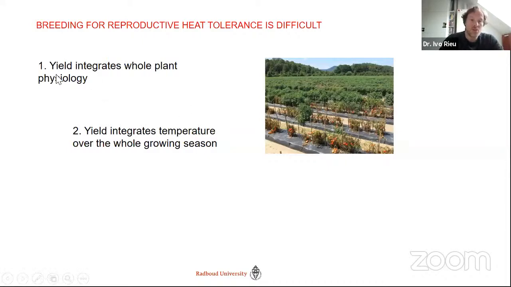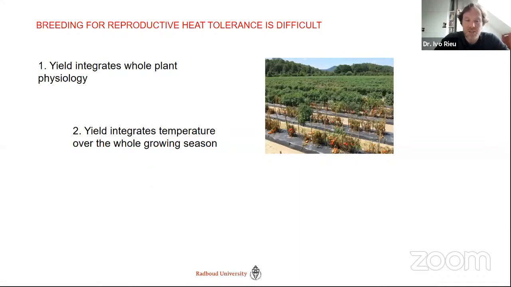And we all know that yield is a difficult trait because it integrates the whole plant physiology. There might be other stresses in your plants or other conditions that affect your yield at the end. You can even have diseases, something like this. And that's all integrated into this yield. So dissecting out the reproductive heat tolerance in such a field is difficult. And even if you have a nice high temperature period, at least for dissecting it's nice to have, but of course you probably don't like it for your yield.